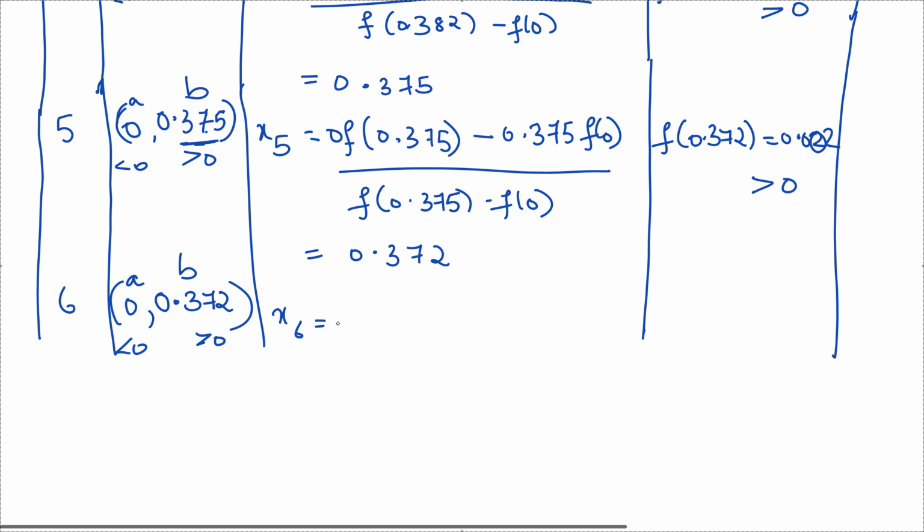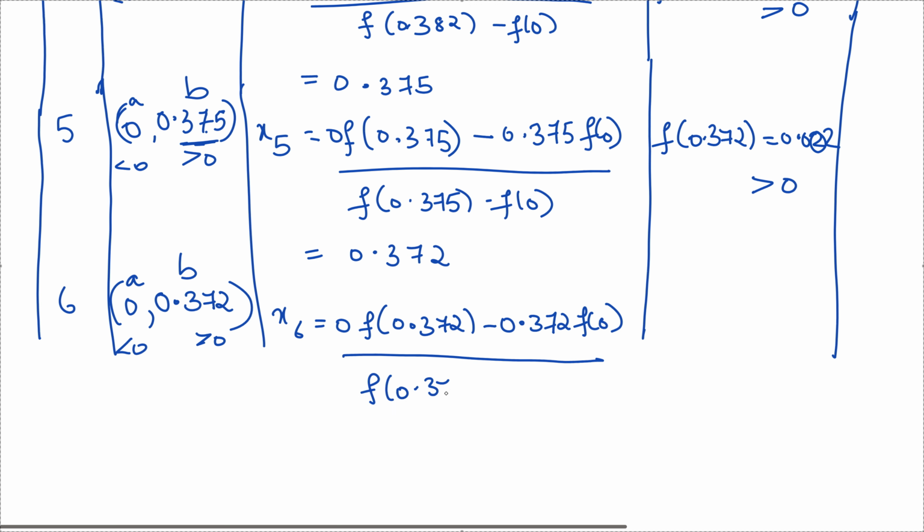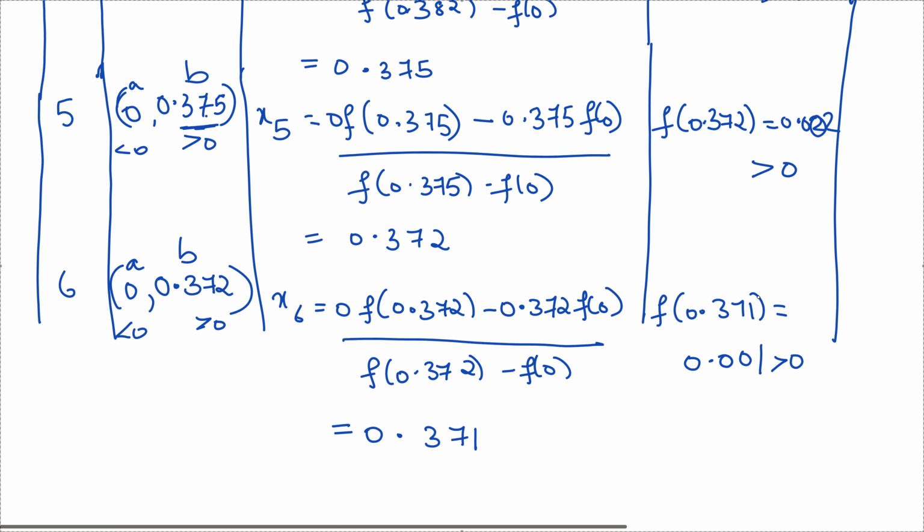Now x6 is 0 into f of 0.372 minus 0.372 into f of 0 divided by f of 0.372 minus f of 0, which is equal to 0.371. Now f of 0.371 is equal to 0.001, which is again greater than 0.